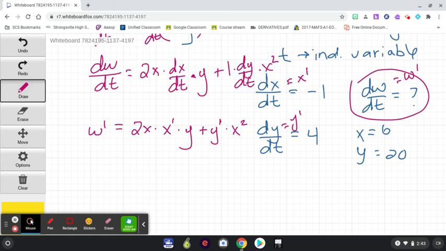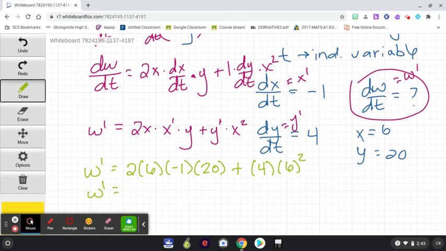So I'm going to take my function, and now I'm going to fill in the information that I know. I don't know w prime. That's what I'm trying to find. They say when x is 6, the rate at which x is changing is a decreasing rate of 1. They say when y is 20, the rate at which y is changing is 4. It's increasing, so positive 4. They say when x is 6.